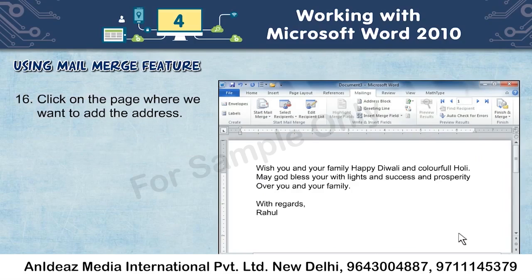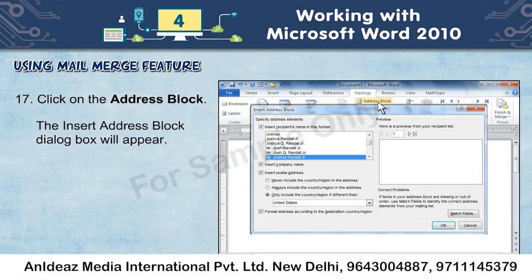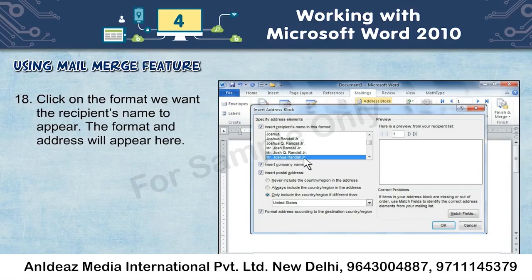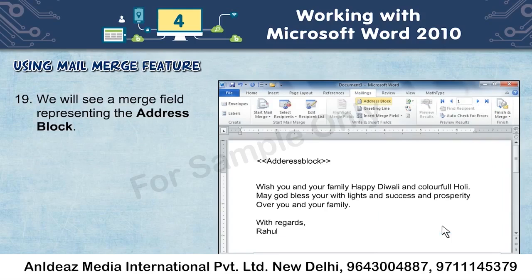Click on the page where we want to add the address. Click on the address block. The Insert Address block dialog box will appear. Click on the format we want the recipient's name to appear. The format and address will appear here. Click on OK. We will see a merge field representing the address block.